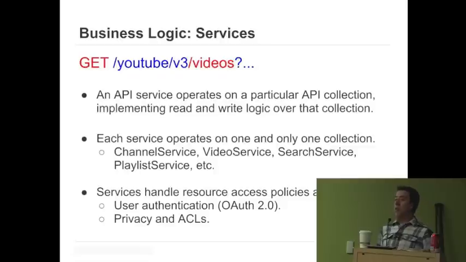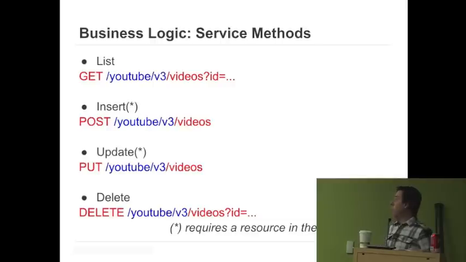Services in particular handle all the logic around authentication, around privacy, ACLs for accessing the data, and so on. For authentication, we use OAuth 2 in version 3, and only OAuth 2. And if I describe the service methods, this is just by the book. It's not particular to the YouTube API. Any RESTful API would do the same. We only support list, insert, update, and delete.